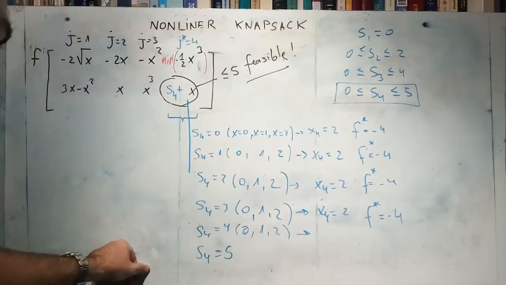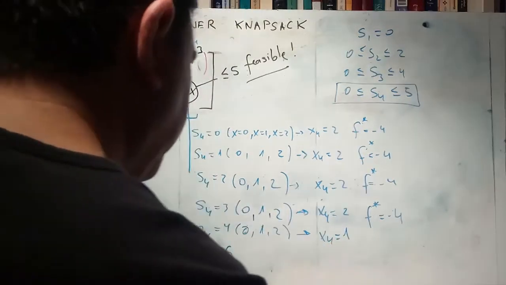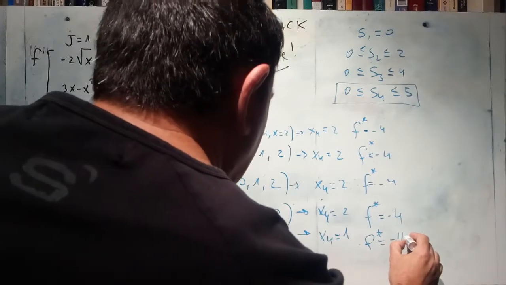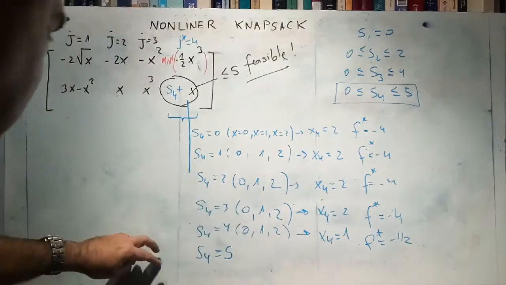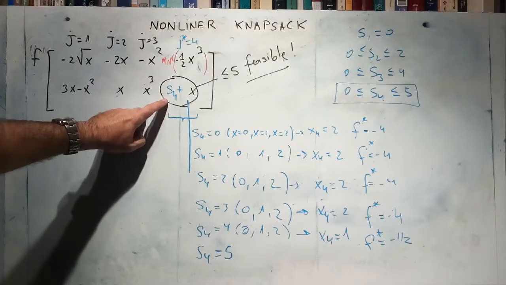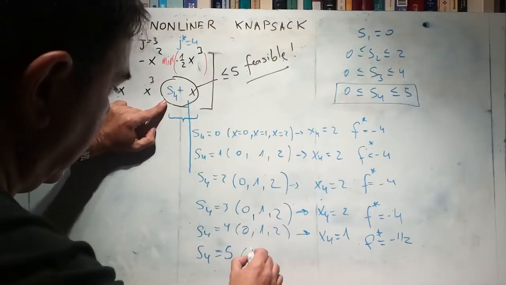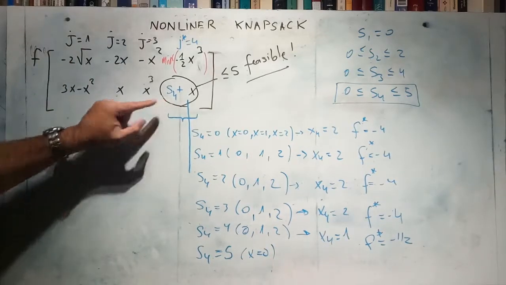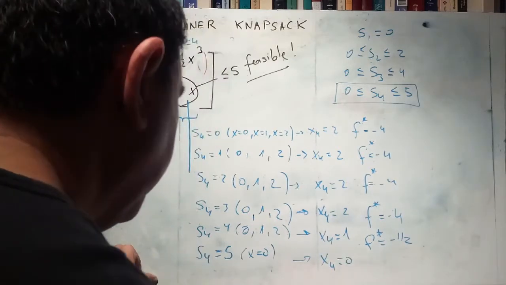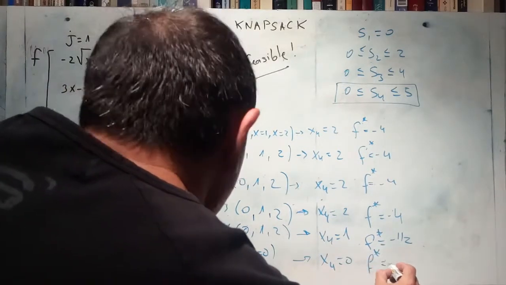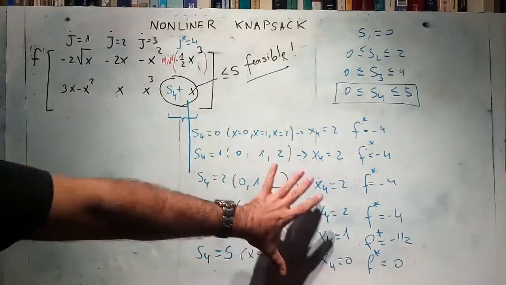and what we get is that the minimum goes to, this time, x4 being 1 and f star minus 1/2. 1 to the cube is 1 minus 1/2. And for the last, as S4, if S4 is 5, the only possibility is just x being 0. The rest are infeasible. So the solution of this would be x4 being 0 and f star would be 0 also. The minimum would be 0. Just keep the results in mind, right?